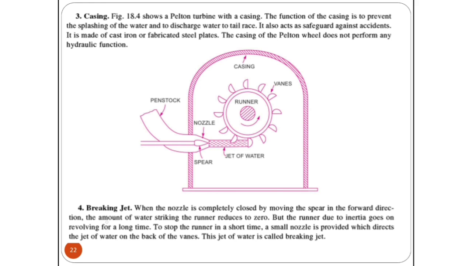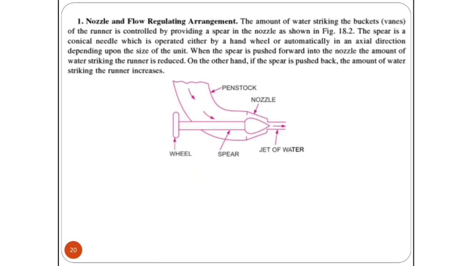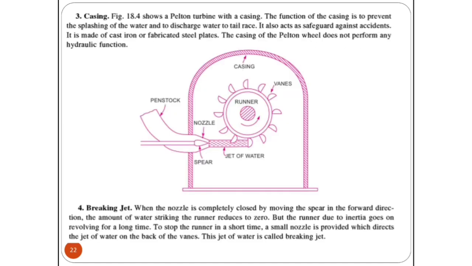So here the fourth part is the braking jet. What happens is our work is done and we have stopped the working at the inlet. So here the spear is pushed, and now no water is going through this nozzle. So this runner will continue rotating.